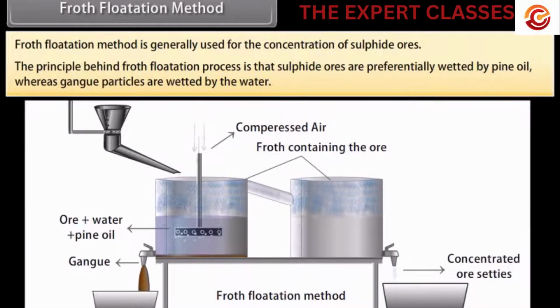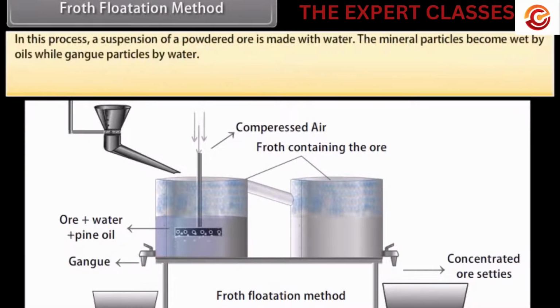wetted by water. In this process, a suspension of a powdered ore is made with water. Collectors like pine oil, fatty acids, and xanthates are added to it. Froth stabilizers like cresols and aniline stabilize the froth. The mineral particles become wet by oils while gangue particles become wet by water.